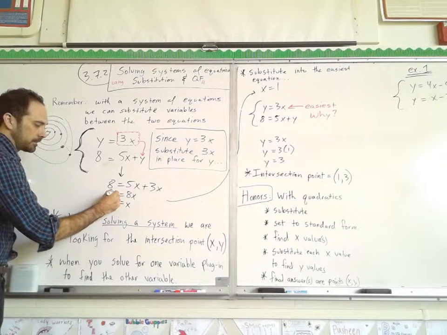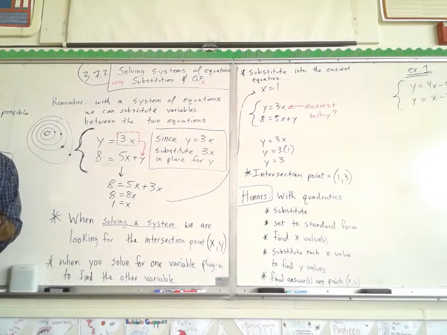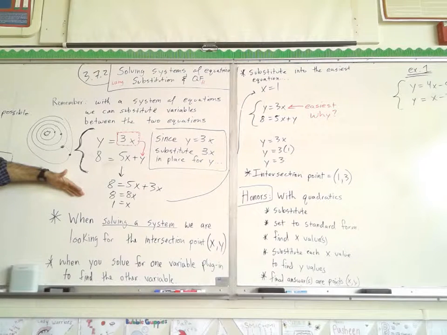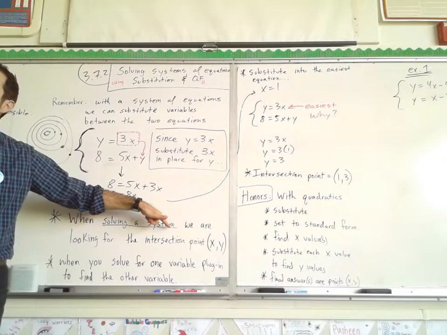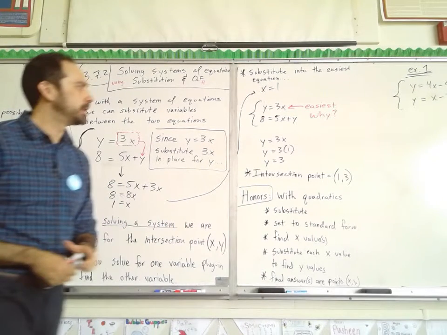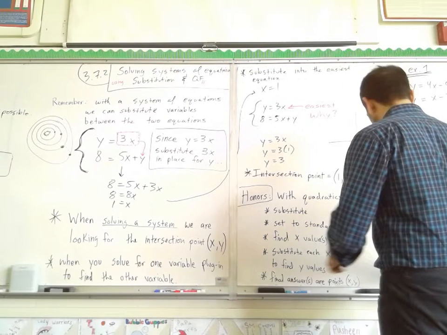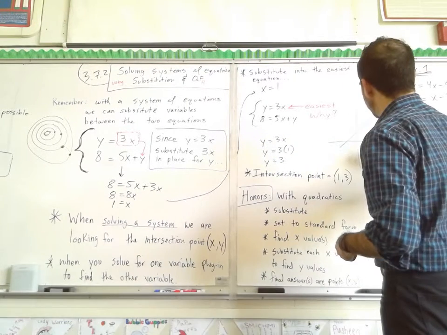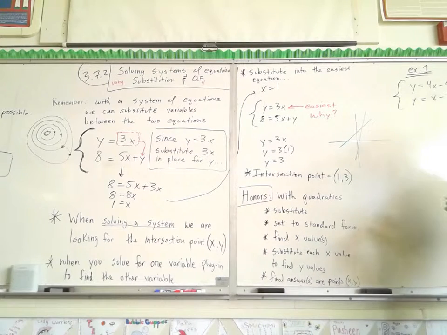Right? But the thing is, when you're solving a system, we're looking for the intersection point. We're looking for the intersection point. If I'm talking about two lines, I'm talking two lines here. If I have these two lines, if I have the system of equations, when I solve for the point, I'm really solving for the intersection point.